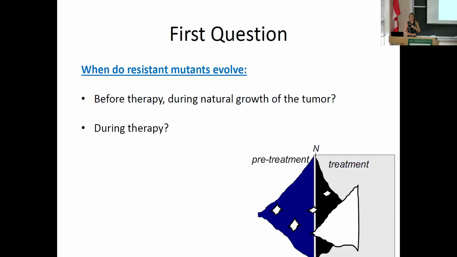So the first question is very simple. The question is, when do resistant mutants evolve? Do they evolve before we start treatment or during treatment? Mathematically, it's such a simple question. But I see papers over and over asking this question, right? Because it's not necessarily intuitively understood by clinicians.